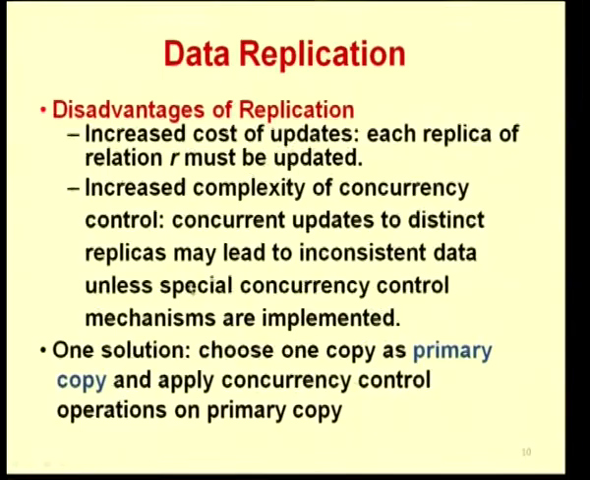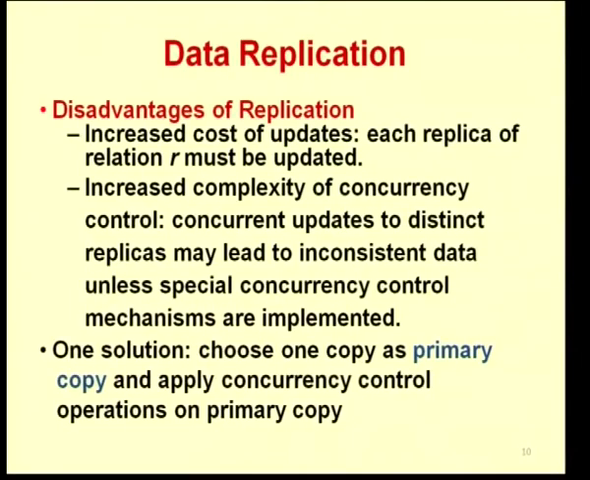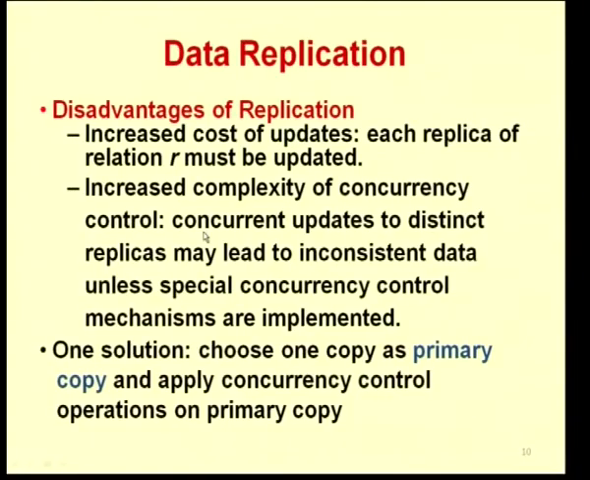Now, let us come to the disadvantages. Increased cost of updates. Why? Every site has a replica. So, if you do one update in one place, it has to be updated in all places, and concurrency control is very, very complex. We have discussed this complexity when we were talking about concurrency control. Concurrent updates to distinct replicas may lead to inconsistent data unless special concurrency control mechanisms have been implemented, which we have discussed. One solution is you choose one copy as a primary copy and apply concurrency control operations only on this primary copy. So, anyone who wants to use that part of the database will take it from the primary copy all the time. So, you make changes only in one primary copy, but the problem that you face is the number of data transfers you have to do.